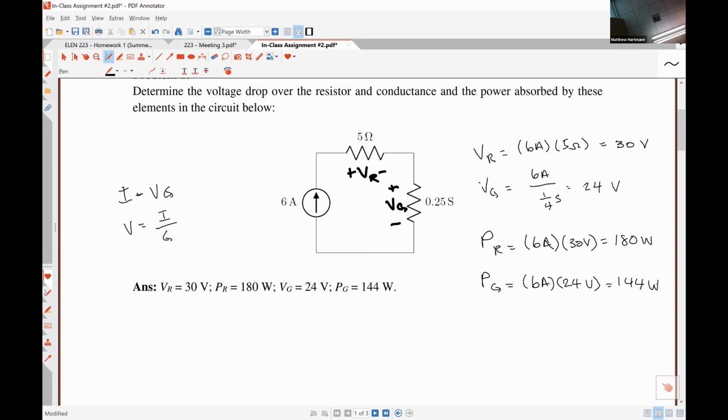Any other questions or comments on this first problem? I'm good.